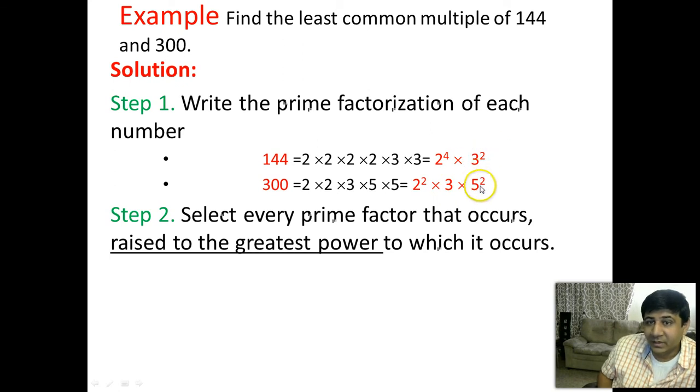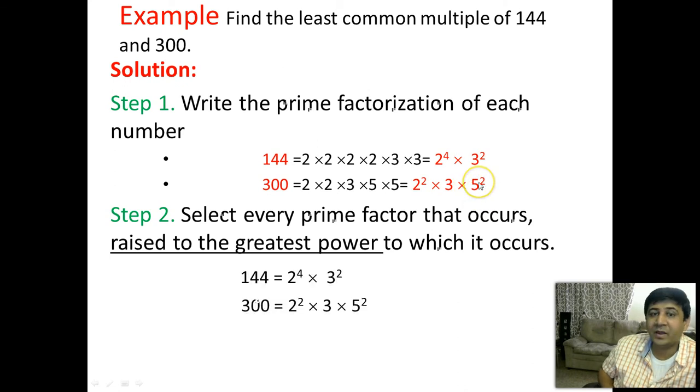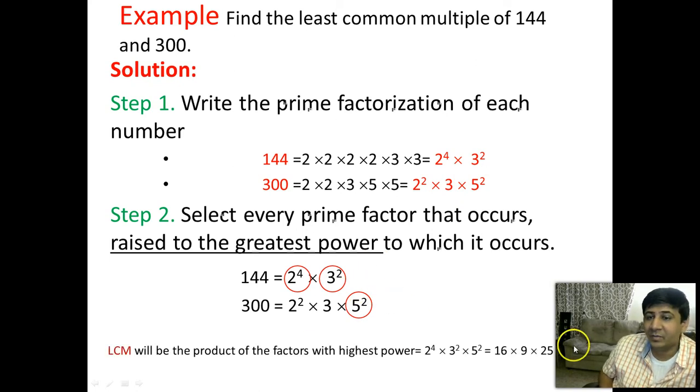Similarly, the next factor is 5. What is the highest power that appears? It is 2. So that's what we will pick there. So we pick these factors, multiply them out, and that will be your LCM. So the LCM for these two numbers, 144 and 300, will be 3600. That's one method of finding LCM.